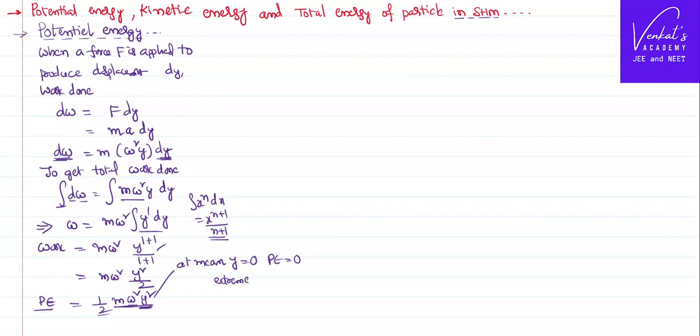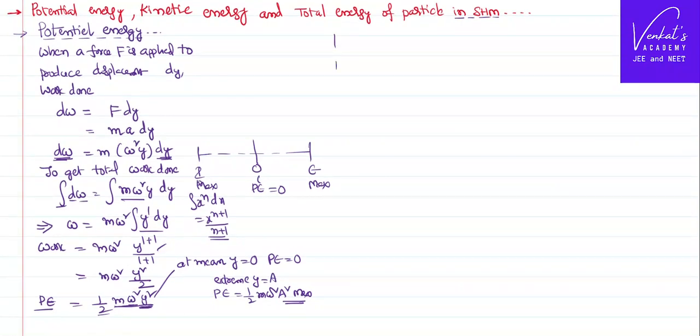At the extreme position, displacement is the amplitude, so potential energy is half m omega square a square, which is maximum. If you draw a graph, at the mean position, potential energy is zero. At the extreme positions, potential energy is maximum. That's all about potential energy.